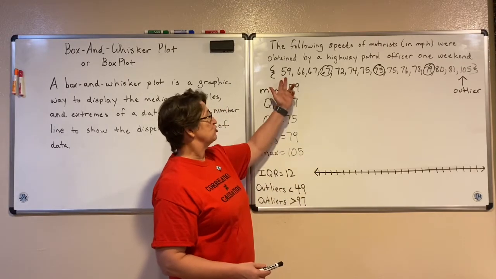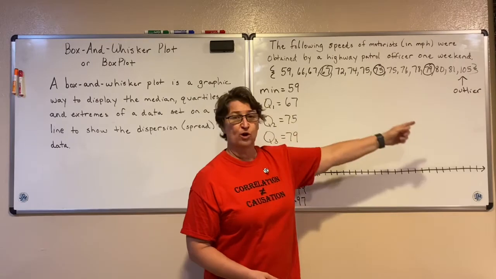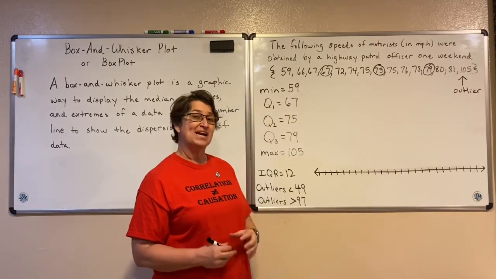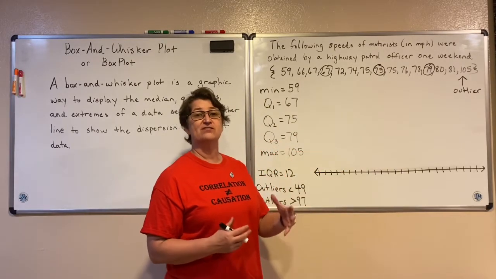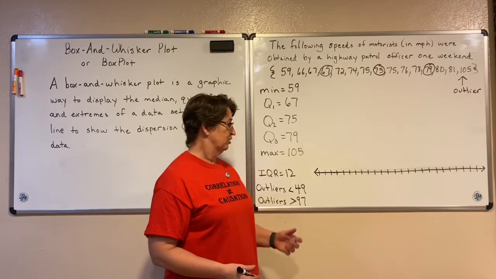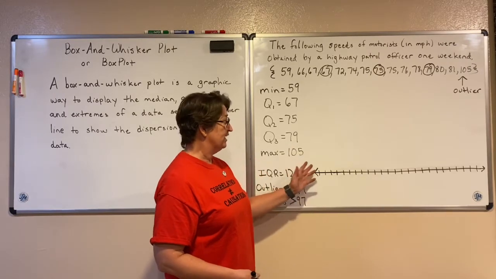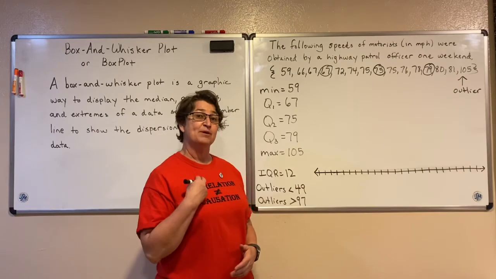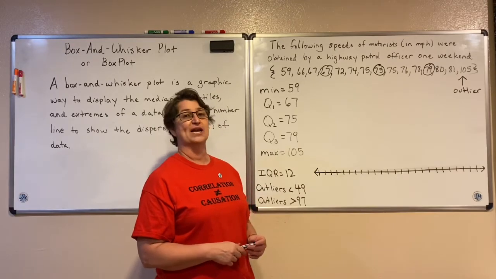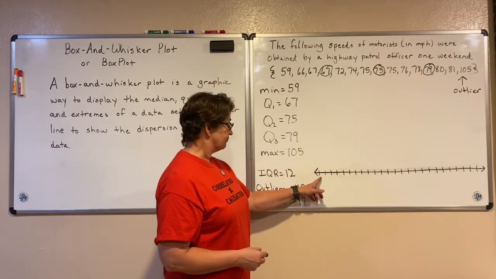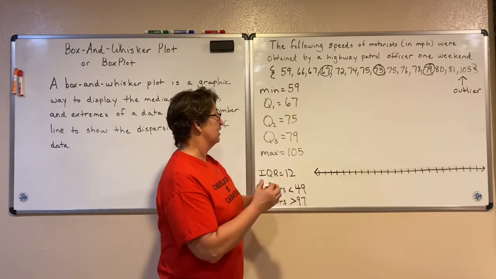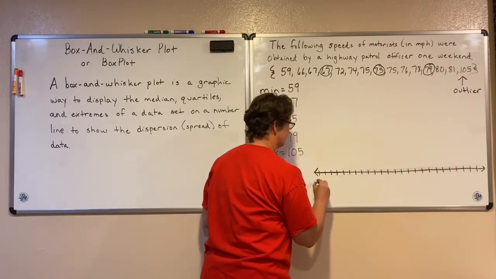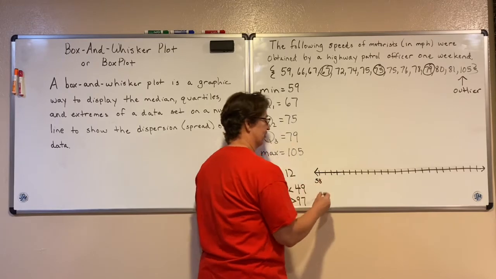So I need to make sure that it goes from 59 to 105. So I need to pick some number to count by that is a consistent amount. To make it from 59 to 105, I think I'm going to count by 2s to make sure I get there. And so I'm just going to start a little below that. I'm going to start at 58, just a nice round number to count by 2s.